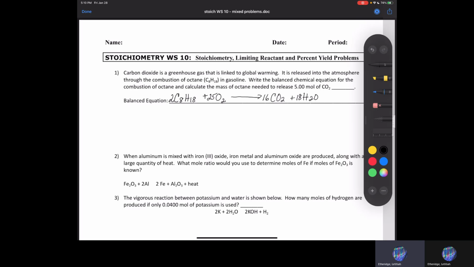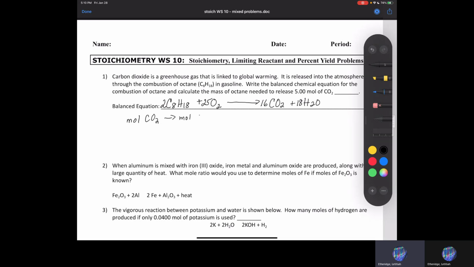All right, so it says that you're starting off with 5 moles of carbon dioxide, and it basically wants you to calculate the mass of octane. So remember your molar map. We are going to go from mole of carbon dioxide to mole of octane to gram of octane. Okay. First conversion, remember mole to mole, we are going to use the mole ratio. And then mole to gram, we are going to use the molar mass.